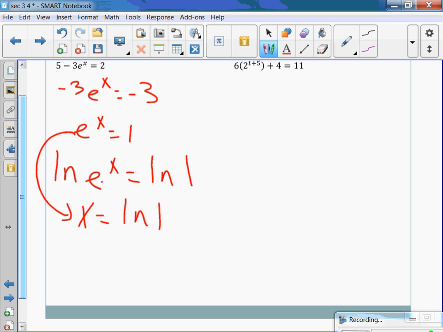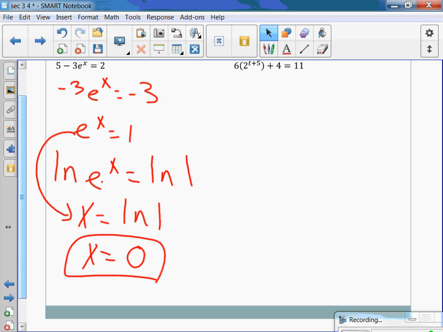If on, say, a test or quiz, we saw that e to the x equals 1, and anything that equals 1 that is an exponent has to have the exponent of 0, and just went straight to the answer, would that be acceptable, or would you like to see the work? At least write it in log form. Okay. No, you don't have to do this.